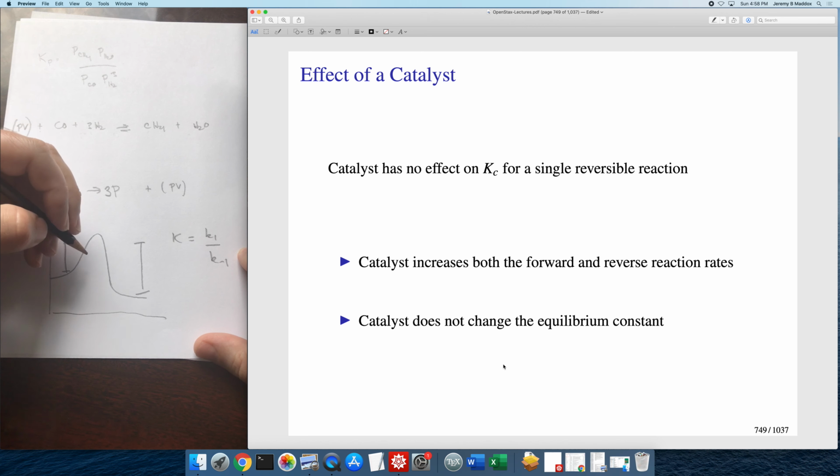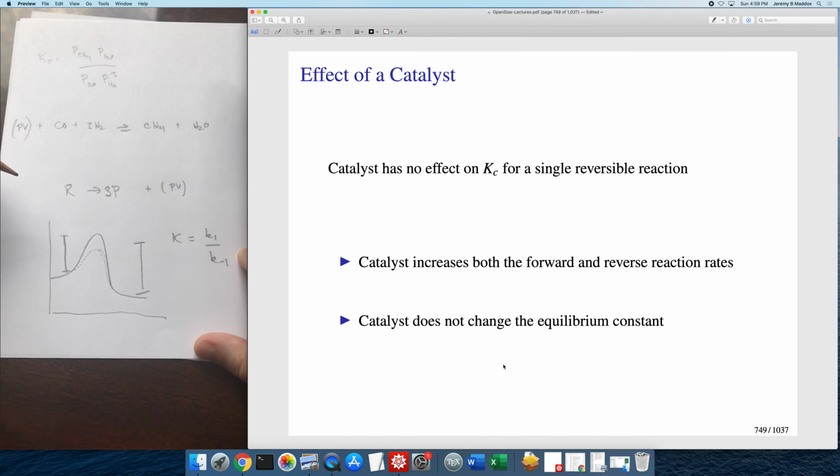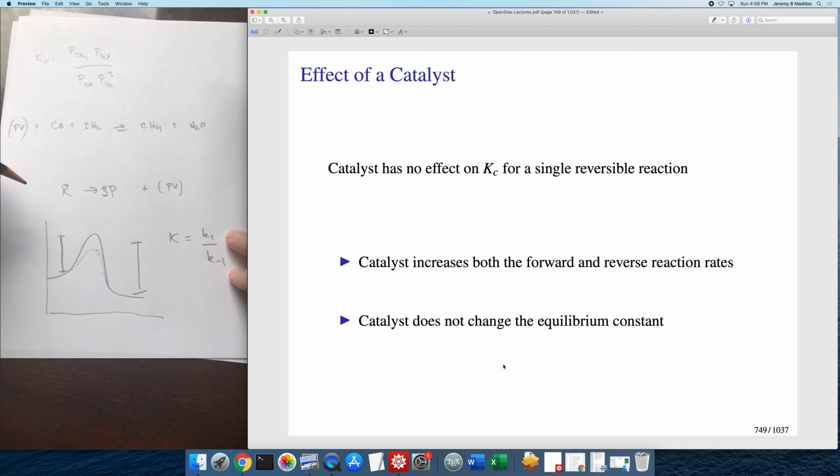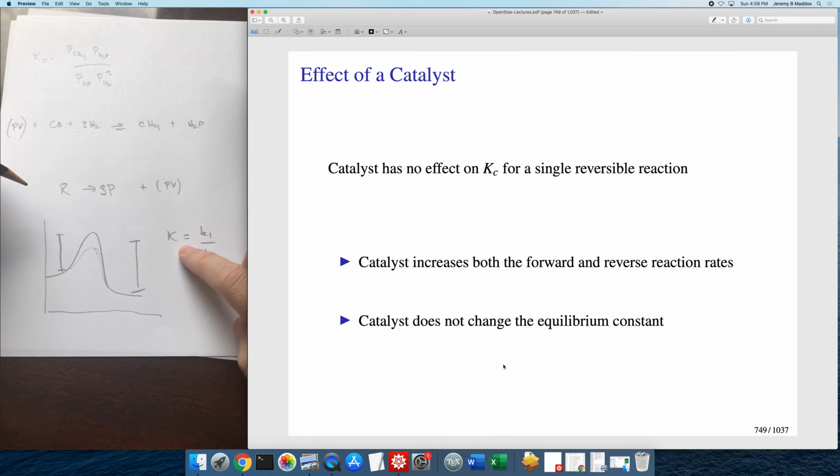When you add a catalyst, what it does is it decreases the activation energy of both the forward rate constant and the reverse rate constant. So as a consequence of that, both of these numbers are reduced by the same amount, and hence the equilibrium constant doesn't change. The equilibrium constant, which is related to the equilibrium composition, is not affected by the presence of a catalyst. The catalyst just speeds up how quickly you get to equilibrium, but it does not actually affect the equilibrium composition.